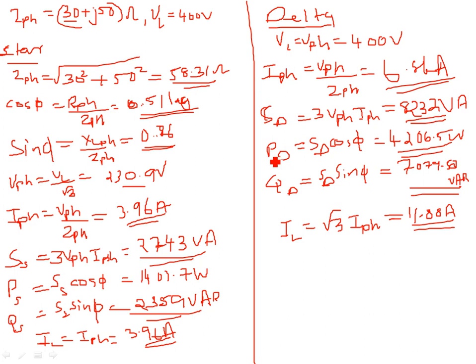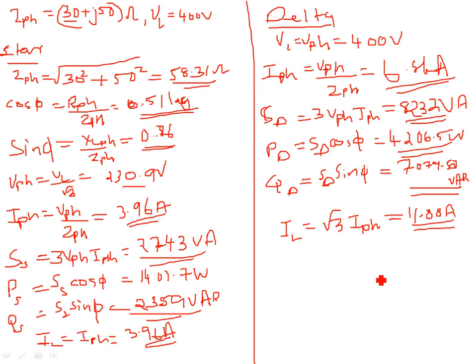So, power in delta is given by S delta into cos phi. Cosine component of S is active power. That is 4206.5 watt. Now, what is reactive power? Reactive power is S delta into sine phi. That is 7079.52 volt ampere reactive. Now, what is line current? Line current is basically root 3 times phase current. In the case of delta connection, line current is root 3 times phase current. That is equal to 11.88 ampere.